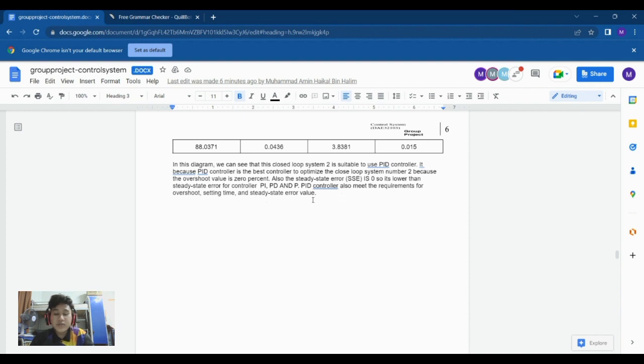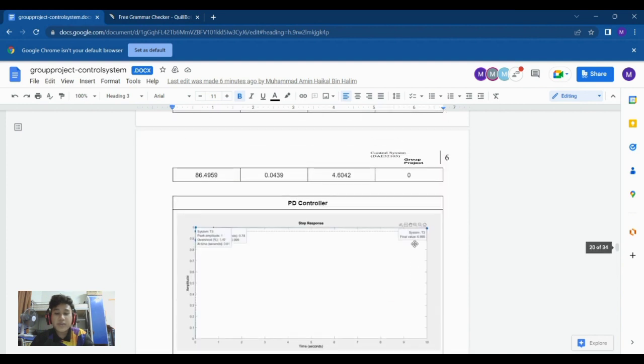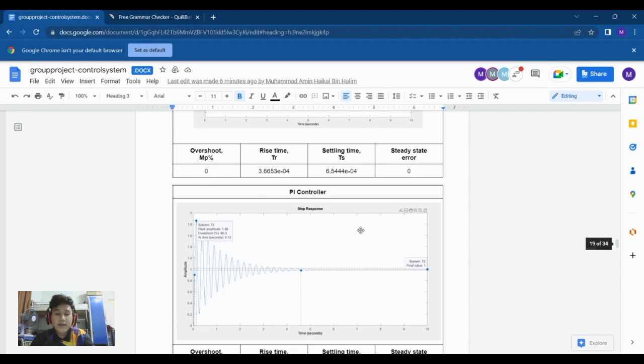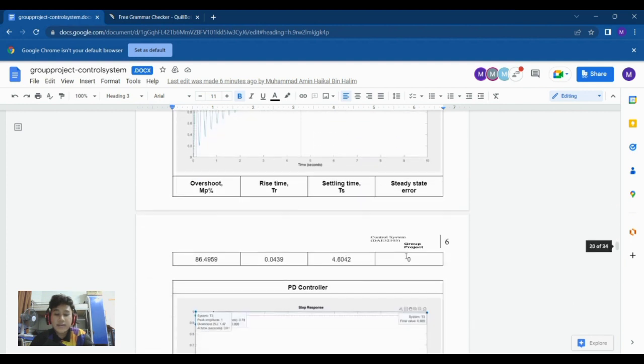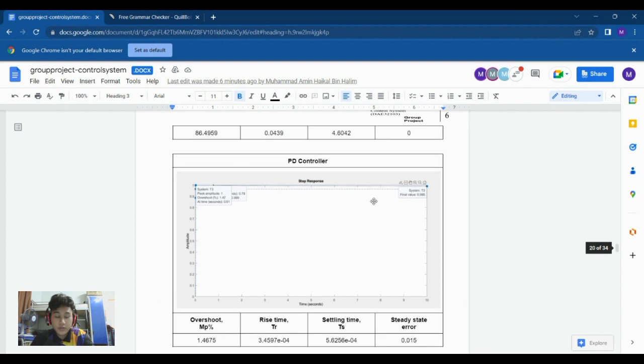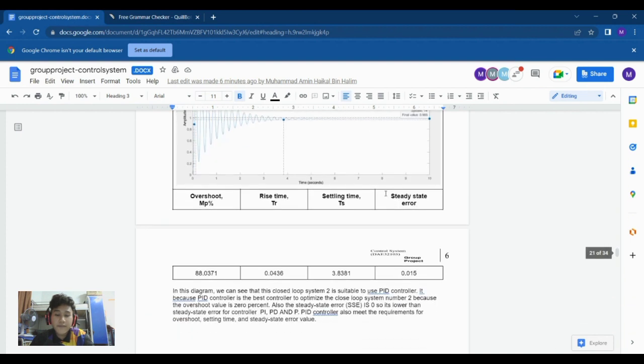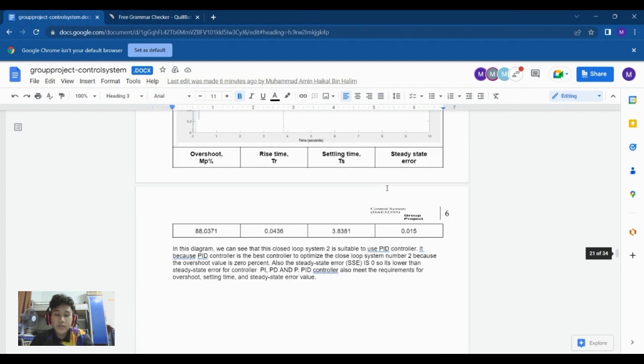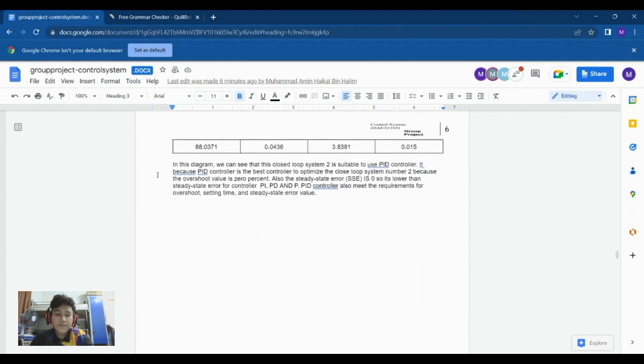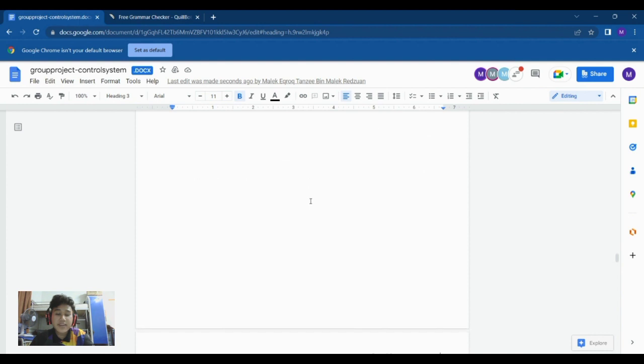Also, the steady state error is 0. It's lower than the steady state error for the PI, PD, and P controllers because we can see at the graph, for PI, the steady state error is 0, and for PD, the steady state error is 0.015, and for the P controller, the steady state error is 0.015. So the PID controller also meets the requirement for overshoot, settling time, and steady state error value.